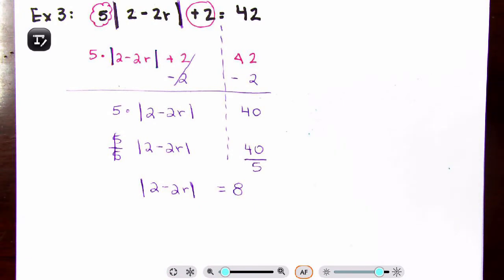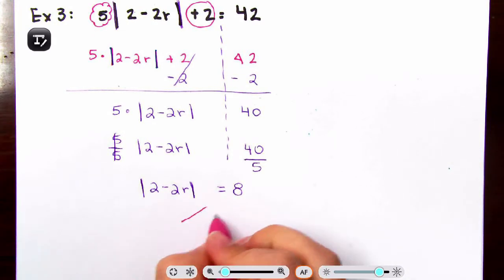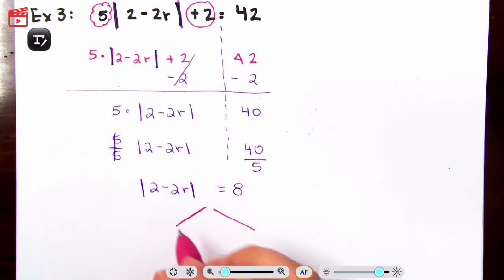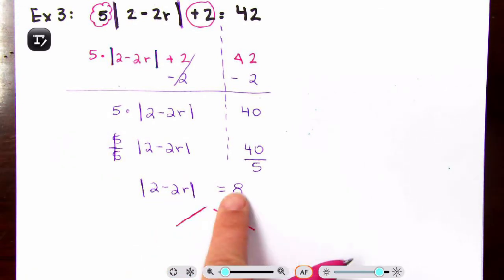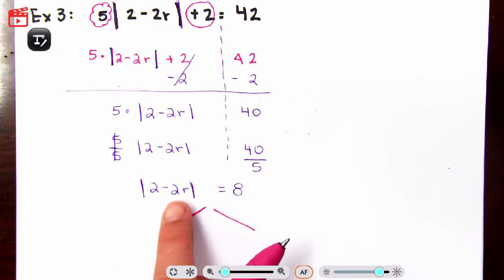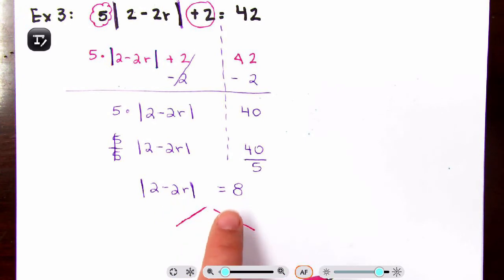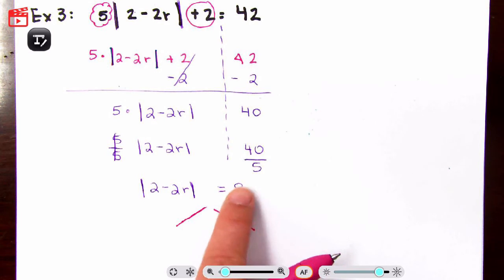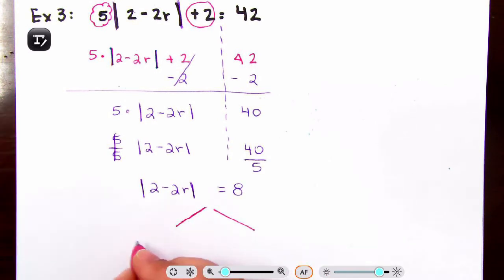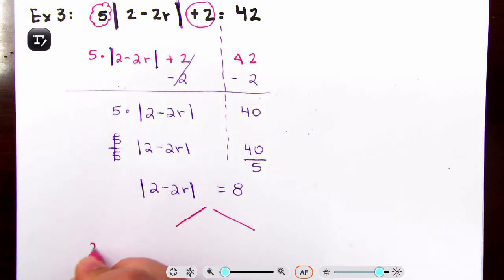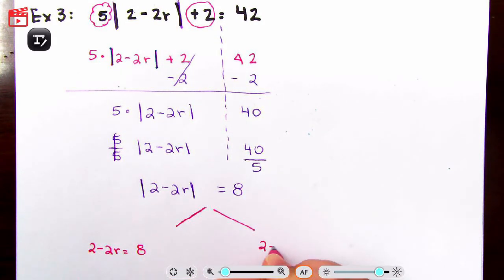Step number 2 is to create two separate equations. Now, I am doing a mental check in my brain here once it is isolated, because if we potentially would get a negative answer here, for example, the absolute value of 2 minus 2r is equal to a negative 8, that would be no solution. Since this is a positive number, we can continue to step number 2. I'm going to separate this out, so I have 2 minus 2r is equal to positive 8, and I have 2 minus 2r is equal to negative 8.